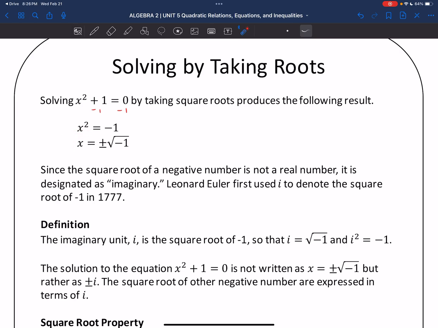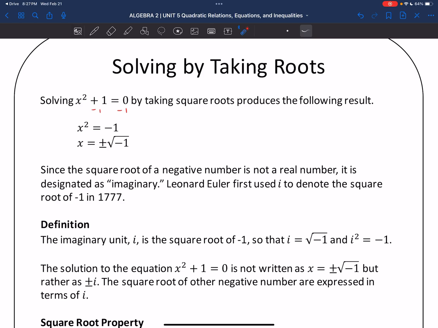If I take the square root on both sides, apply that square root property, I'm taking the result to be the positive and negative square root of -1. Now, we all know that there is not a real number that will give us any kind of negative result, right? There isn't a number that when I square it gives us a negative output. Well, not a real number. This right here is designated as imaginary.